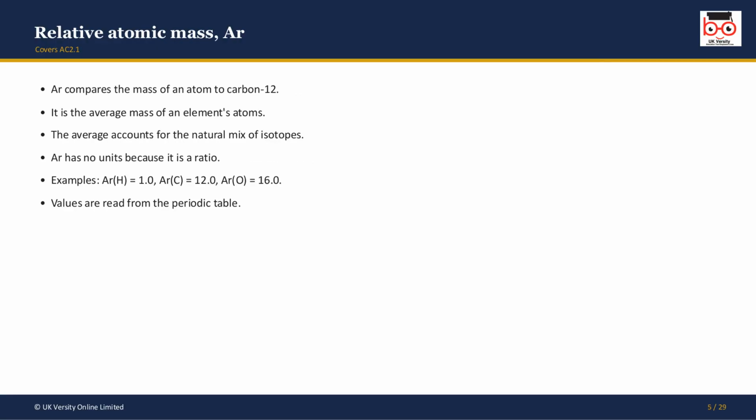Relative atomic mass, written AR, compares the mass of an atom to carbon-12, our agreed standard. It's an average mass for the element's atoms, and that average takes account of the natural mixture of isotopes. Because it's a ratio, one mass against another, it has no units. So for hydrogen, AR is 1.0. For carbon, it's 12.0. And for oxygen, 16.0. And you simply read these values straight off the periodic table.